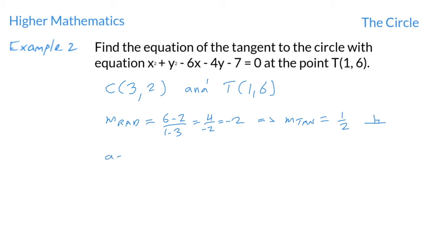Again, we just need to write down our checklist for A, B, and M. And just make sure we don't use the wrong point. We're using the point T here. So A is 1, B is 6, M is 1/2.